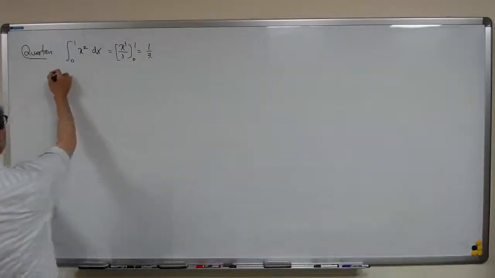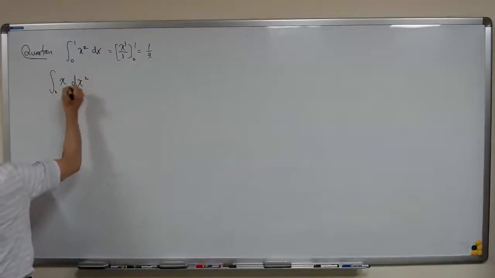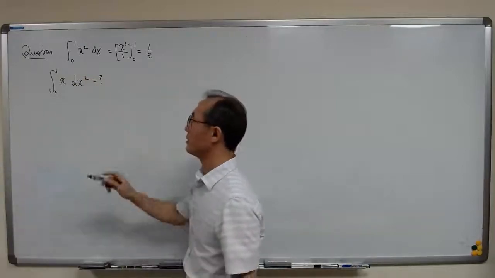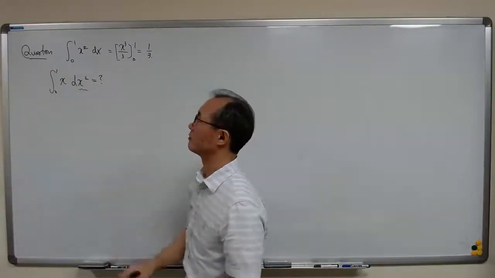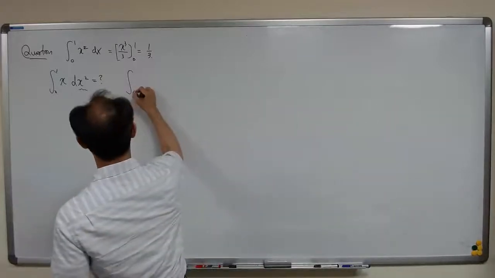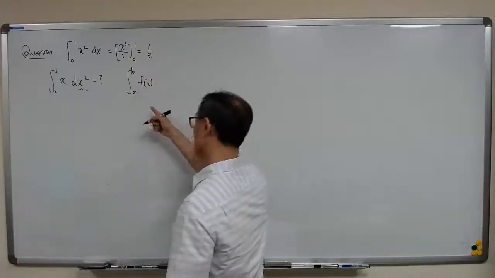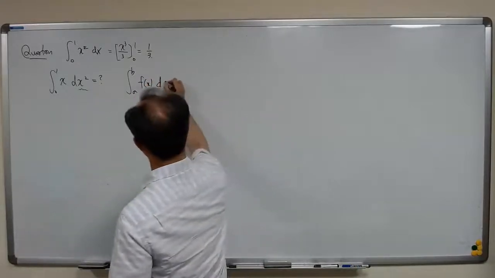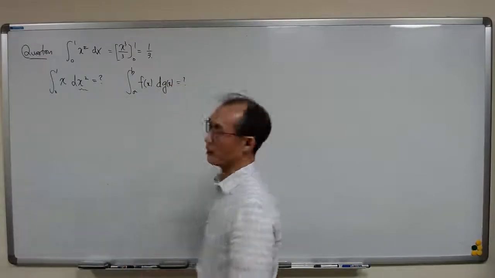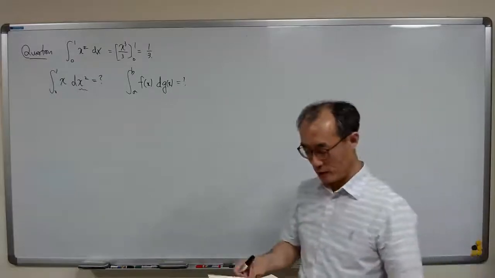But how about the integral of the function x with respect to x squared from 0 to 1? Here, instead of the variable x, we specified another function. In general, we're going to discuss the integral of a function f of x with respect to another function, g of x. This is the typical form of the Riemann-Stieltjes integral.